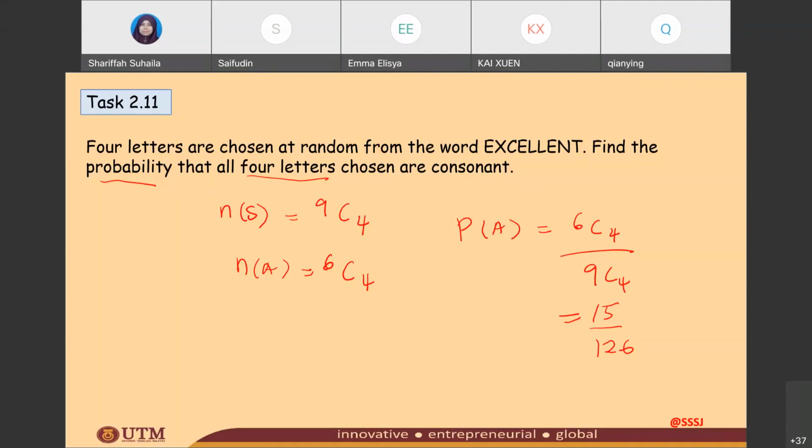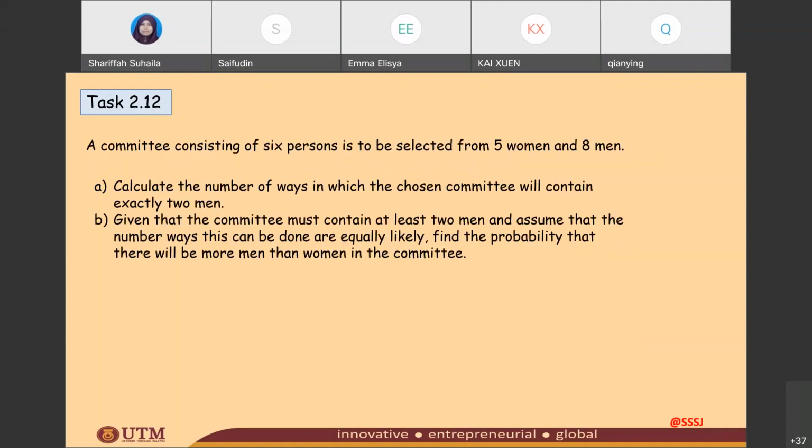Yeah, so that one is a combination. Okay, 4 letters are chosen at random from the word excellent, so find the probability. Okay, we look at task 2.12. Okay, try reading the question first.